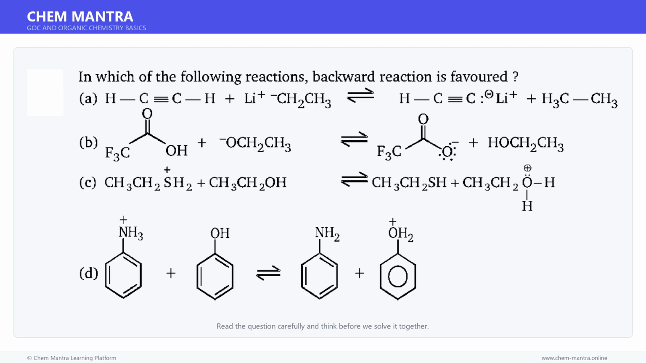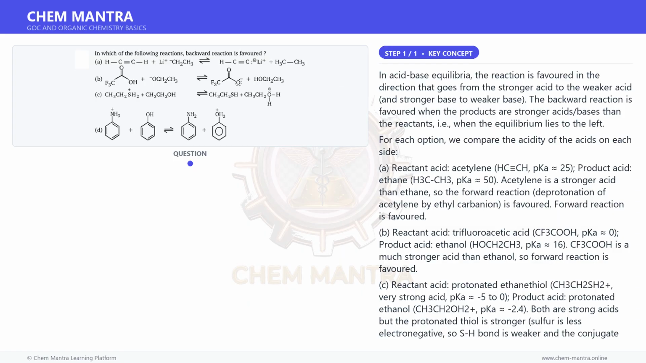Here is a question on general organic chemistry. Read the question carefully and think about the answer. Let us solve it step by step. Let us first understand the key concept here.